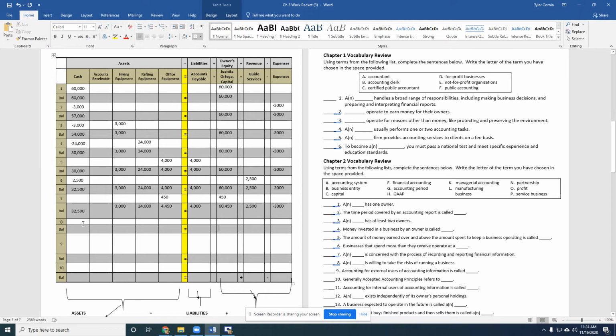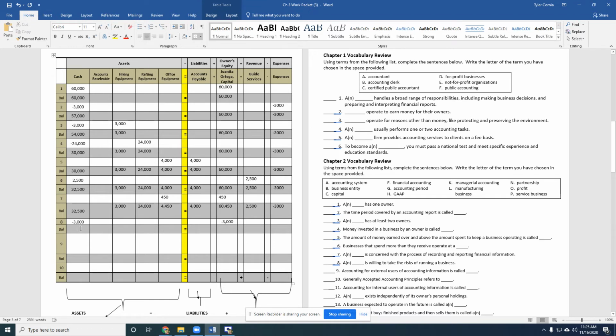Okay, transaction number 8 says that Ms. Ortega withdrew 3,000 cash from the business for personal use. So maybe she's like, I'm paying myself 3,000 this month. Okay, so that means she took $3,000 in cash, so minus $3,000. Okay, we go through here, right? So then now we're minusing 3,000 from owner's equity, because we minus 3,000 from the asset side, I need to minus 3,000 from this side. So in this case, I'm just taking away capital.